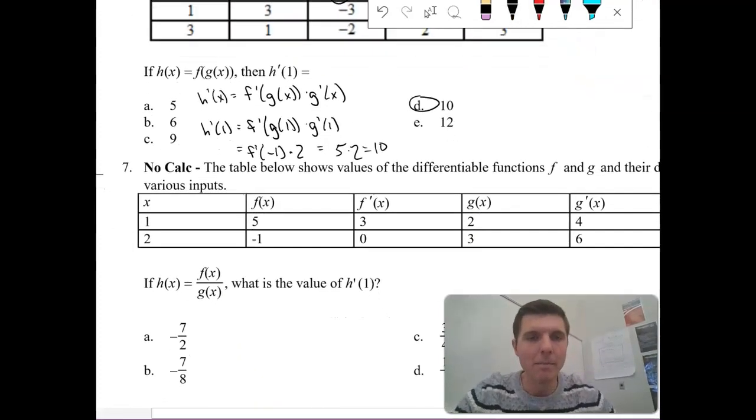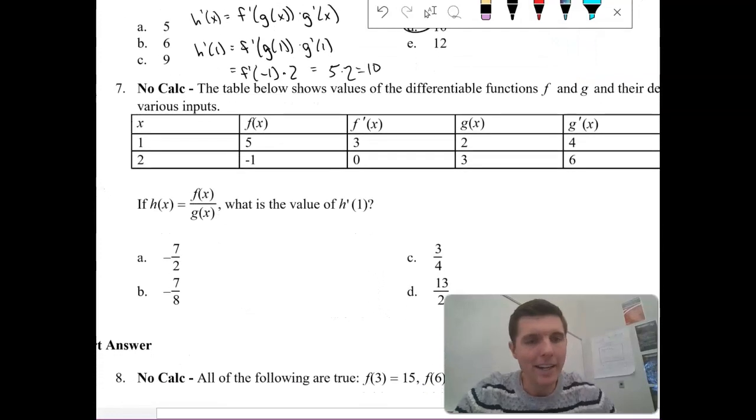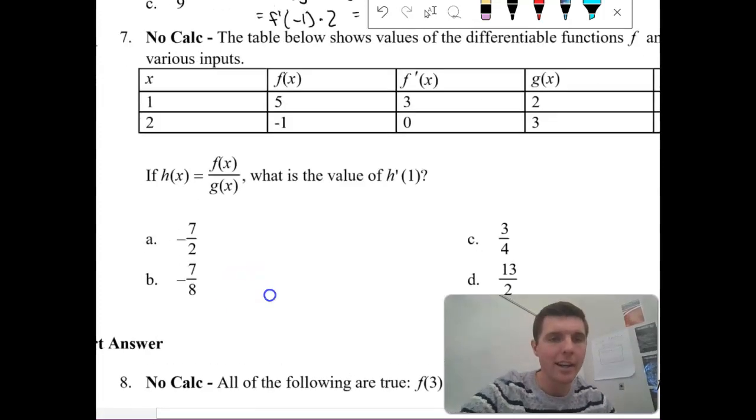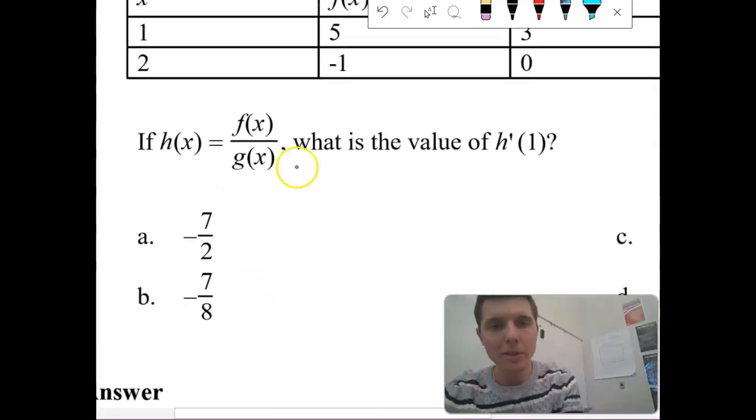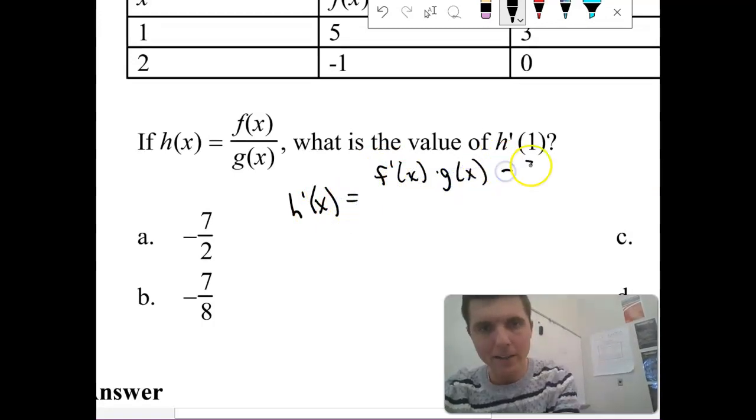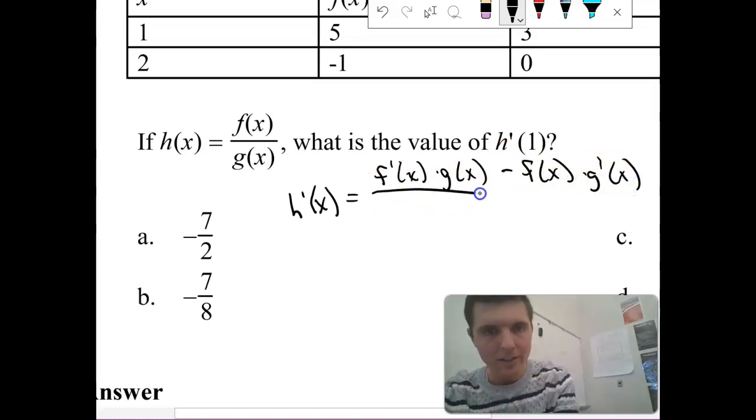Number 7, same idea, we're just using the quotient rule. Take a derivative with the quotient rule, plug in your inputs. So h of x is f over g. Find h prime of x first. Derivative of the top, keep the bottom the same, minus the top times derivative of the bottom. This is just the quotient rule. You've seen this probably 100 times.